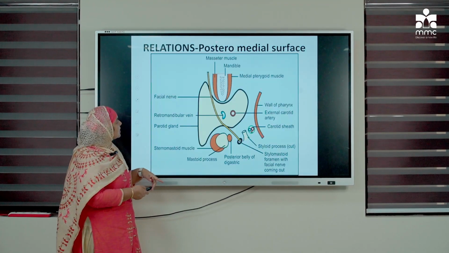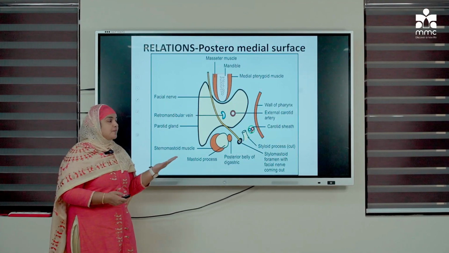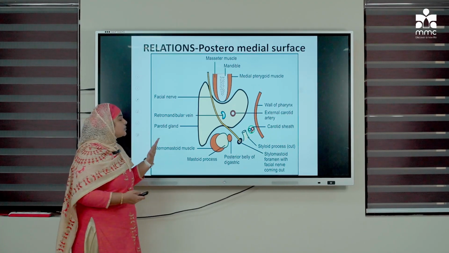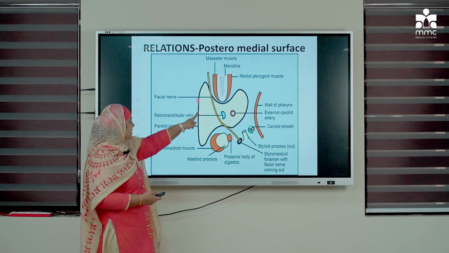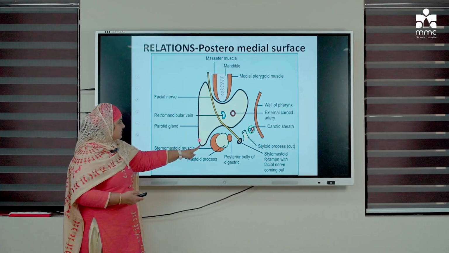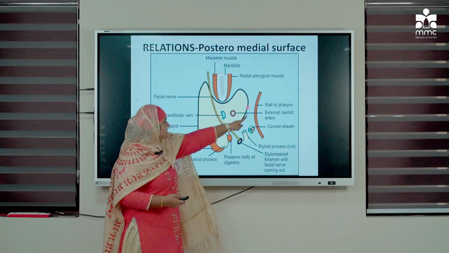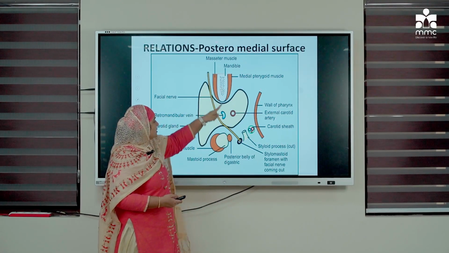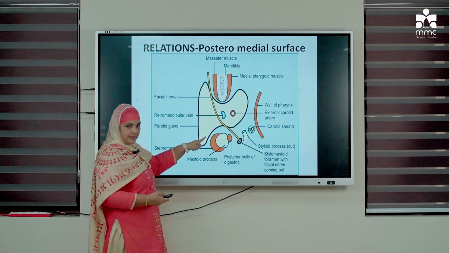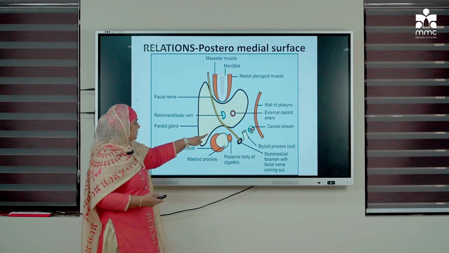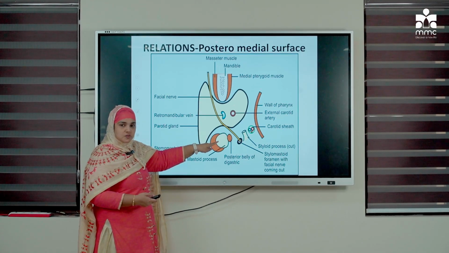Then, what are the relations of the posterior medial surface? For that, let us see which is the posterior medial surface. This is the superficial or the lateral surface. This is the medial surface. Here we have the mandible, so this should be the posterior medial surface. And we know which process is related there?